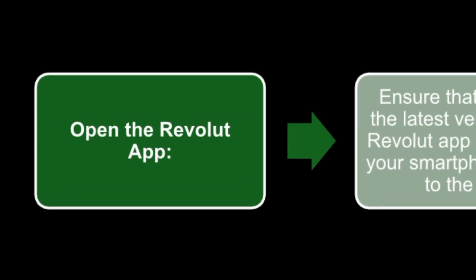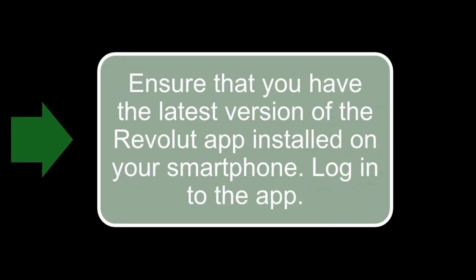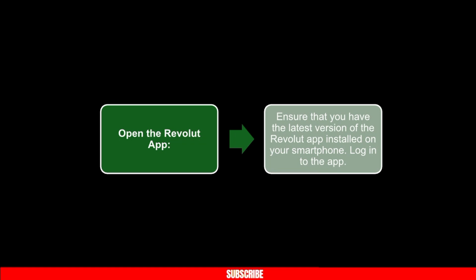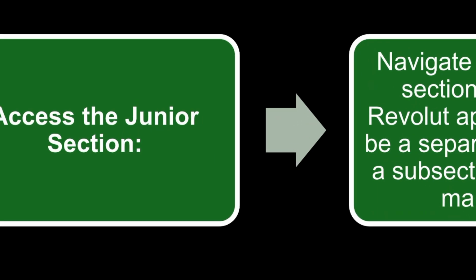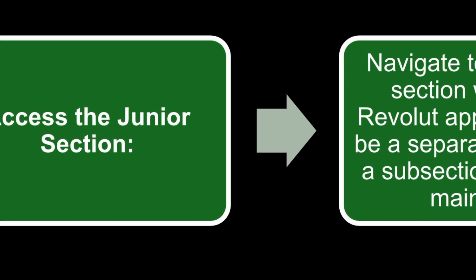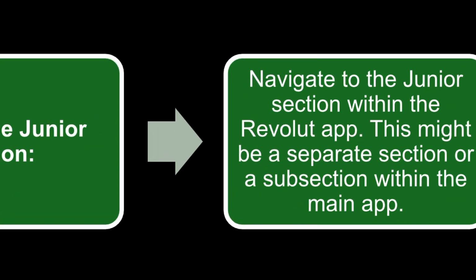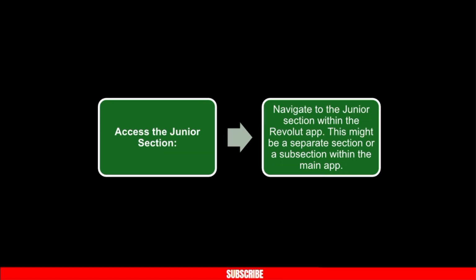First, open the Revolt app and ensure that you have the latest version of the Revolt app installed on your smartphone. Then log in to the app. After that, access the Junior section. Navigate to the section within the Revolt app. This might be a separate section or a subsection within the main app.